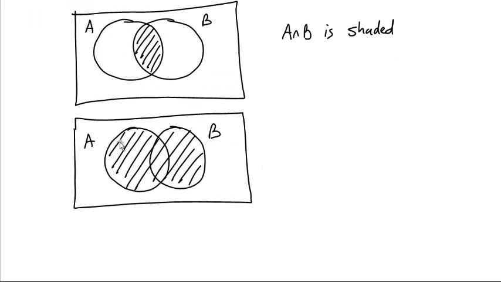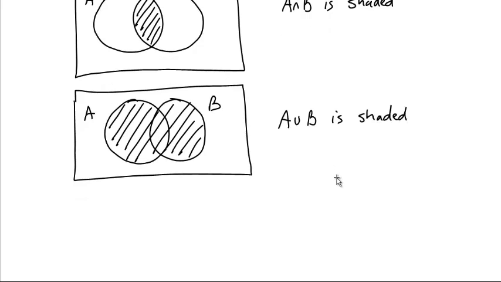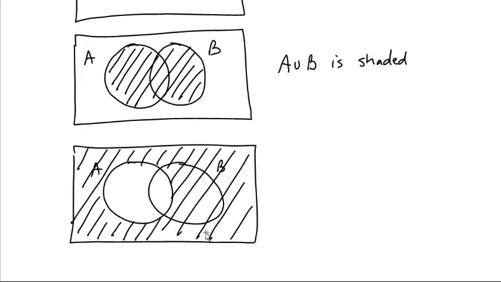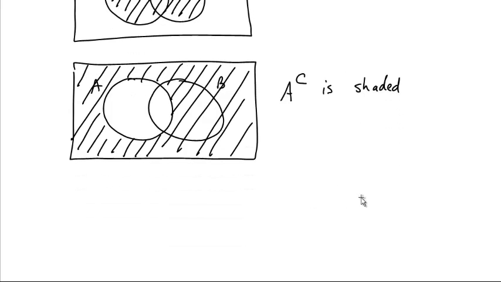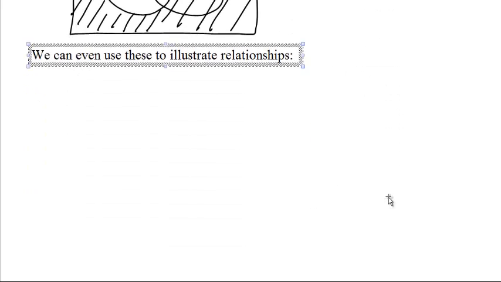Now in this set, we have everything in A and everything in B shaded. That is the union. A union B has been shaded in. If you look really closely at this one, we have everything except the things in A. That's the complement that has been shaded. Now another cool thing that you can do is use this to illustrate relationships. In my upper level math classes I say that these don't count as proofs, but in a math for liberal arts class this definitely counts as a proof.